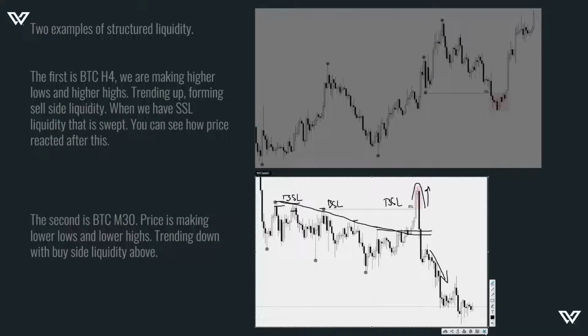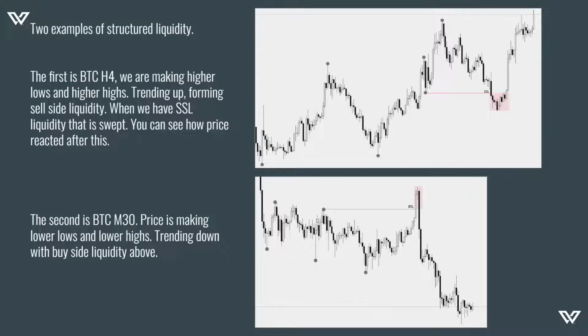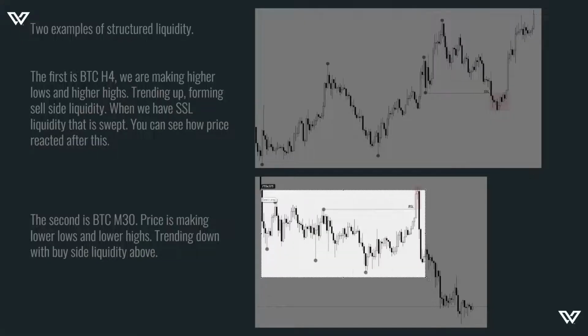So when you have this sort of structure, you're looking for buy side liquidity above, and these are the moves you're looking to get short on when the buy side liquidity is above. When these structured highs are not getting taken out, when there are no sweeps of these highs, it's just constant selling off.